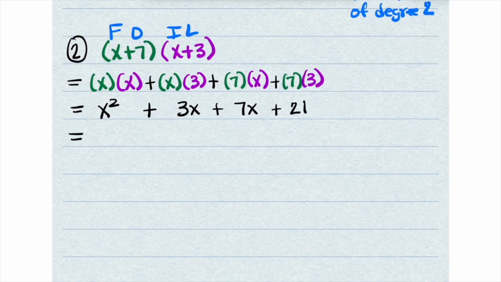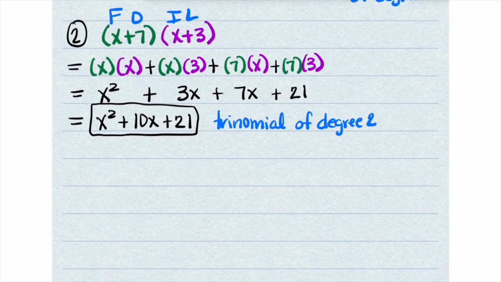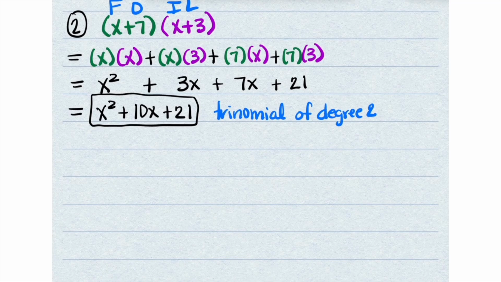Can we combine like terms? Yep. 3x and a 7x. So x squared plus 10x plus 21. Okay, this is a trinomial of degree 2, or with a degree of 2, however you want to say that. Cool beans? Let's do another one.